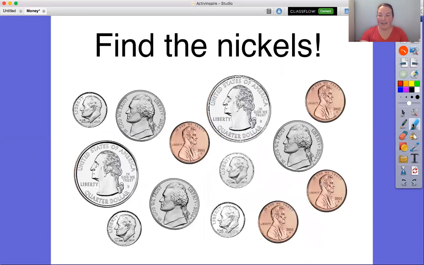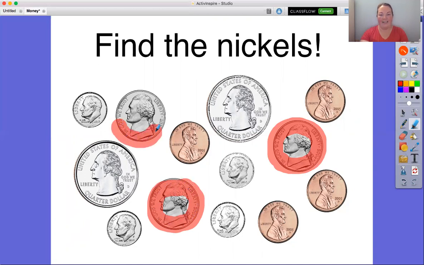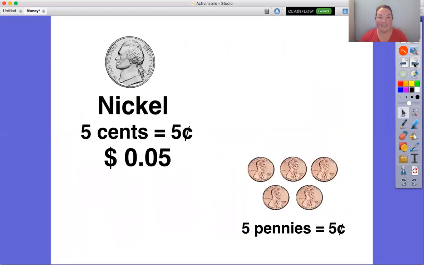Let's look for nickels. I'm going to start. This right here is a nickel. Do you see another one? Is this a nickel? No, not big enough. Nickel. No, that's a penny. Is this a nickel? Yeah, there's a nickel. Do you see there's one more nickel? Do you see it? There it is. Nickel. Nickels are worth 5 cents.